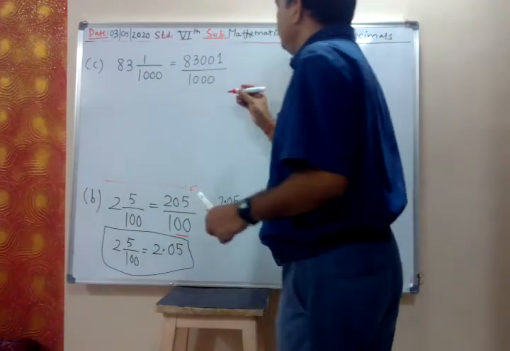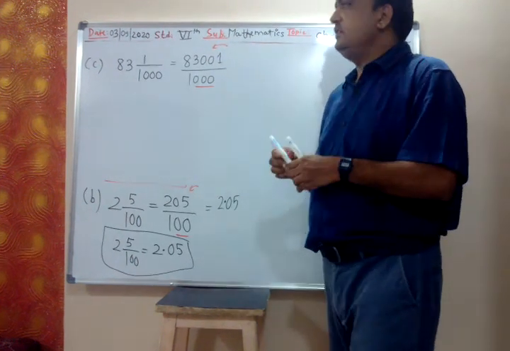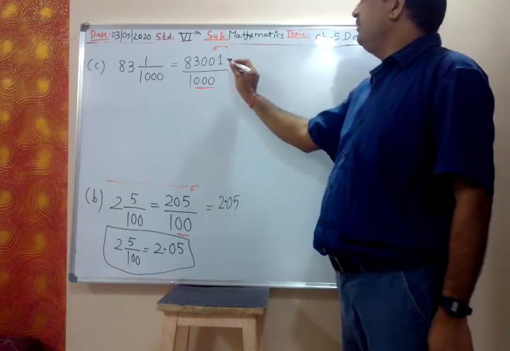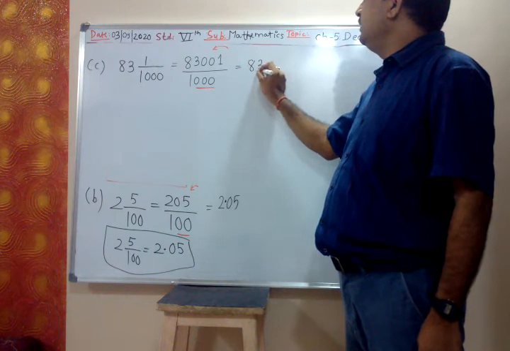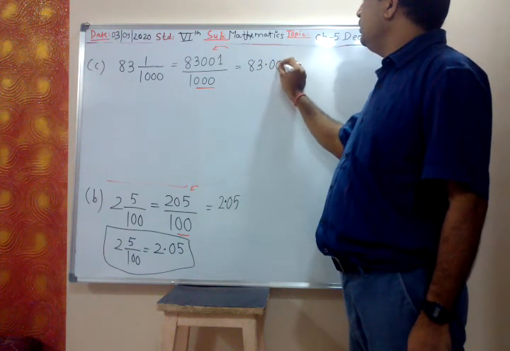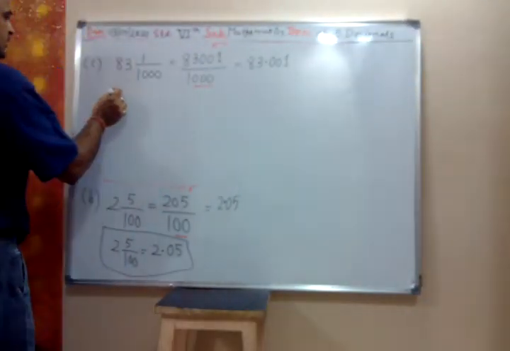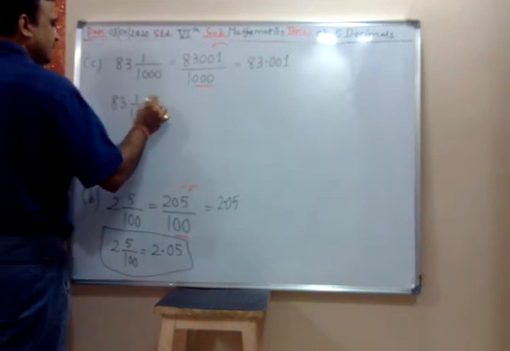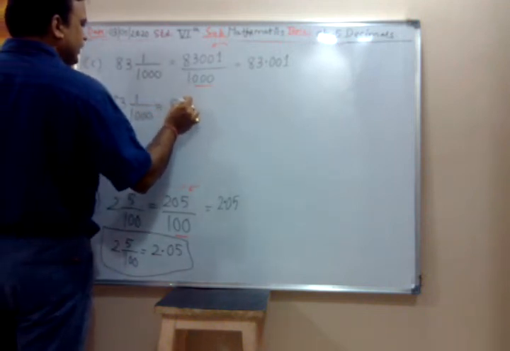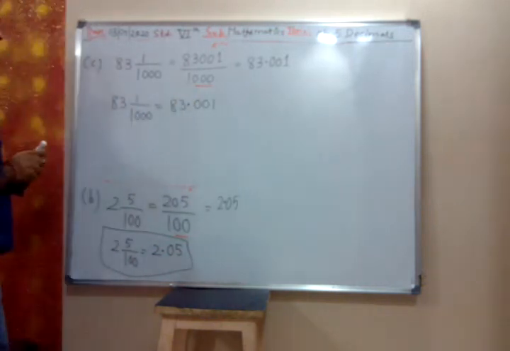Now there are how many zeros? 3 zeros. So start from right and put the decimal after 3 places, after 3 digits, 1, 0, 0, put the point. So that is 83.001. So 83 is to 1 upon 1000 is same as 83.001.